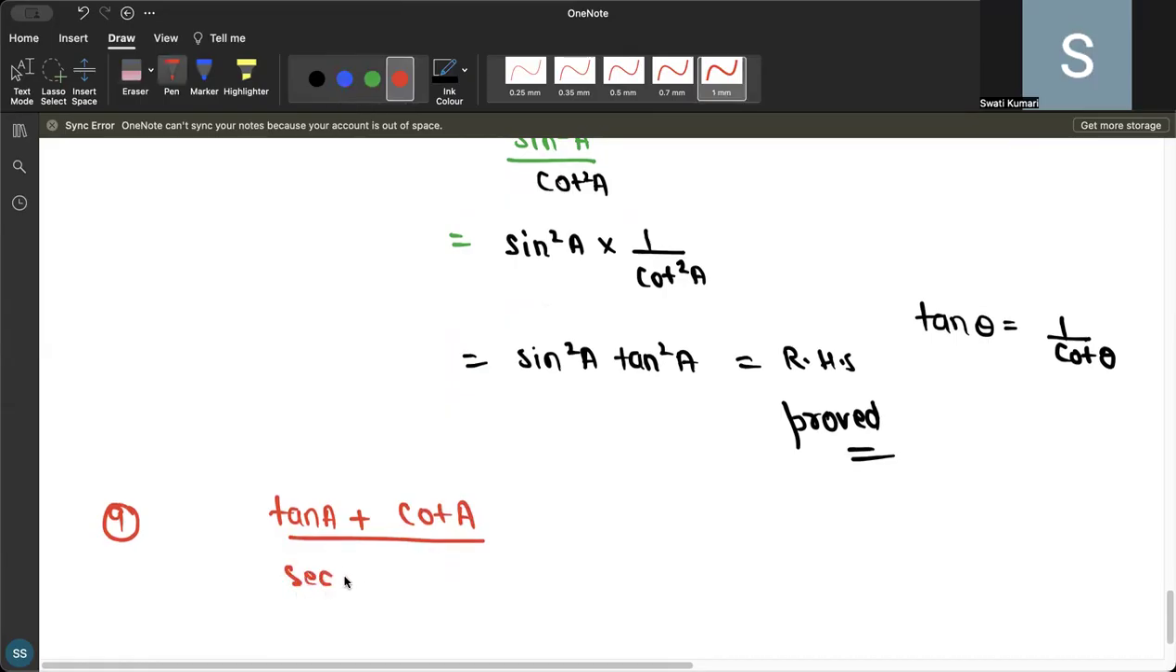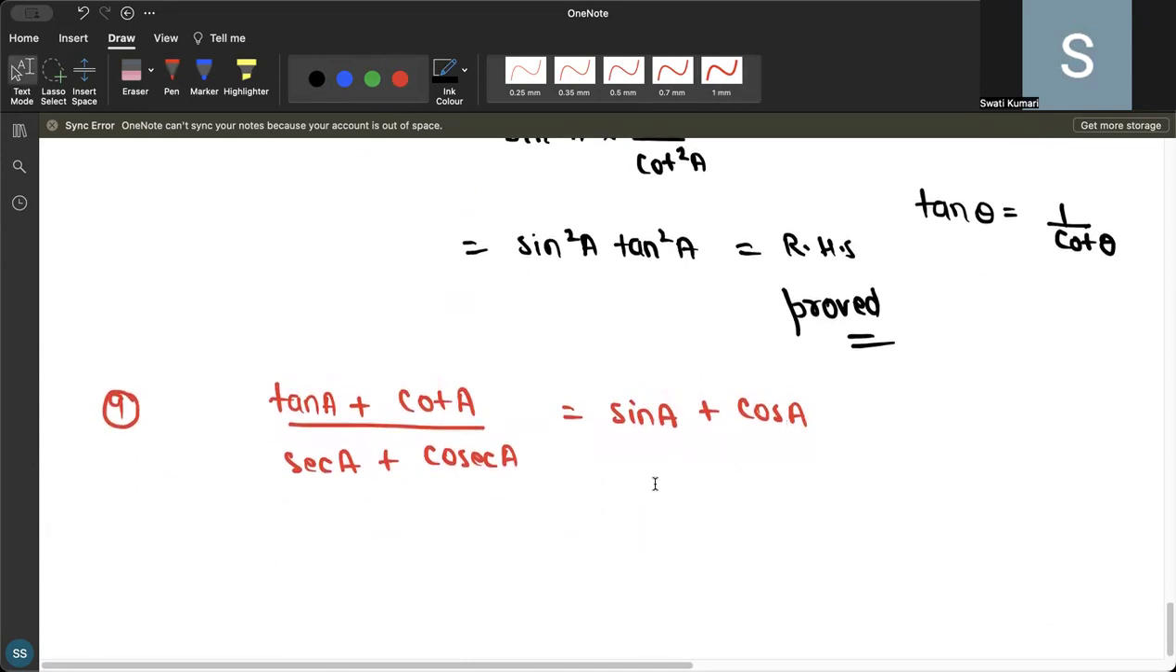Sec A plus cosec A equals sin A upon cos A. Here I would give you one advice. To prove this one, you convert everything that is there on the LHS in terms of sine and cos only. That's how you'll get the answer, because on the RHS you have the answer in the sine and cos form, right? So let's start with the proof.